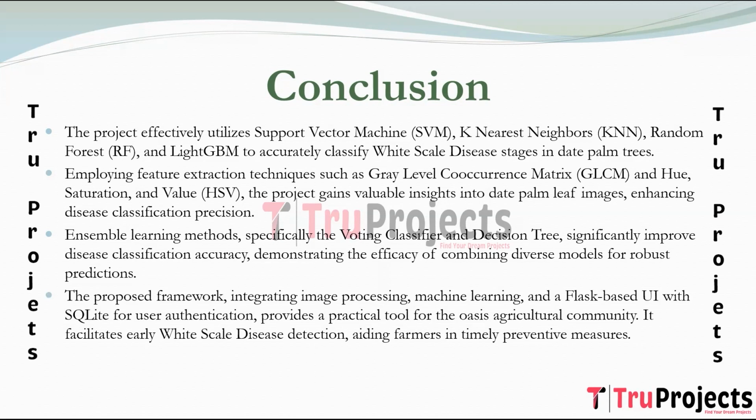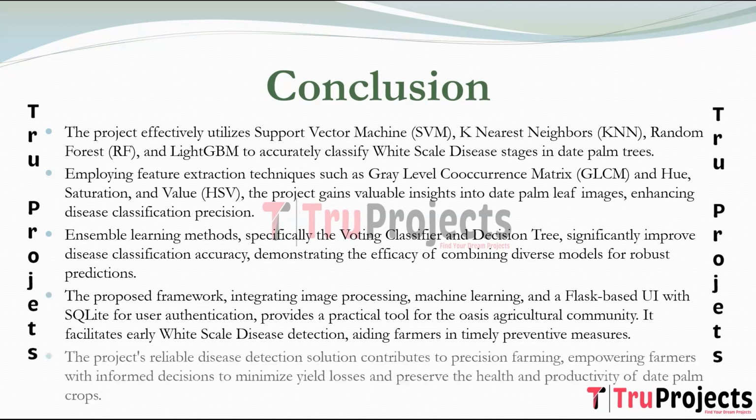It enables early detection of wide-scale disease, aiding farmers in adopting timely preventive measures and protecting both date palm trees and crop yield. By providing a reliable and efficient solution for disease detection and classification, the project contributes significantly to the precision farming practices. This empowers farmers with means to make informed decisions, ultimately minimizing yield losses and preserving the overall health and productivity of date palm crops.